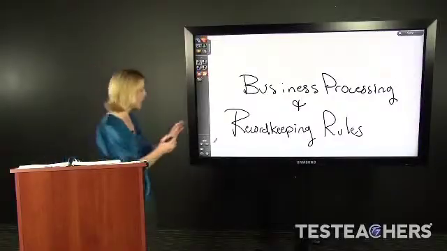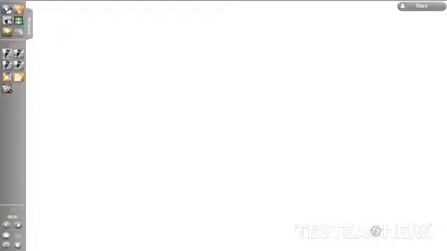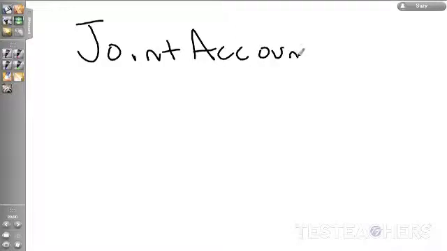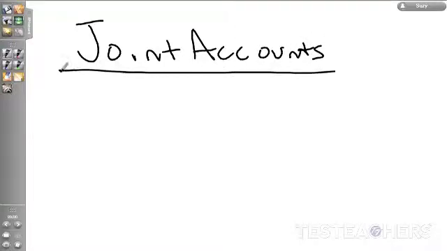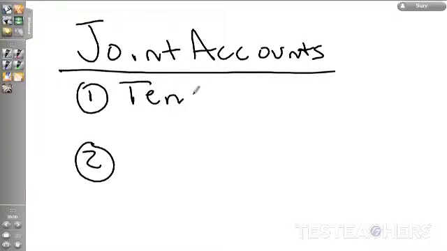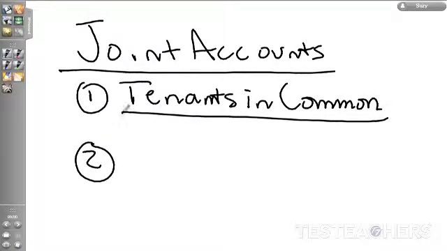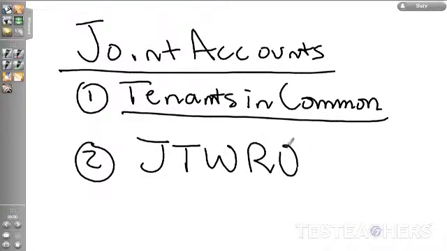What kind of joint accounts are there? The test wants you to be comfortable with the two types of joint accounts. So joint accounts, we have tenants in common, and then we have joint tenants with right of survivorship.